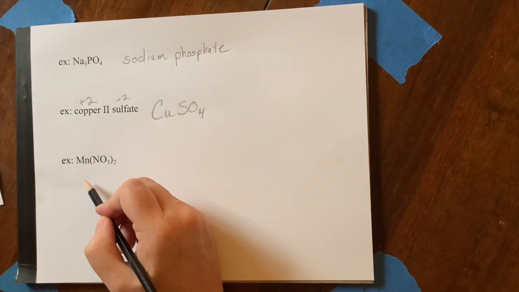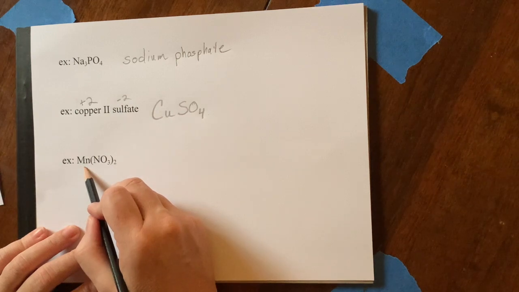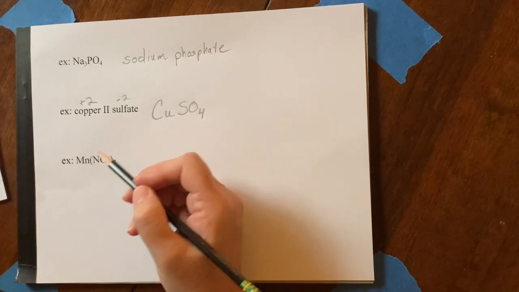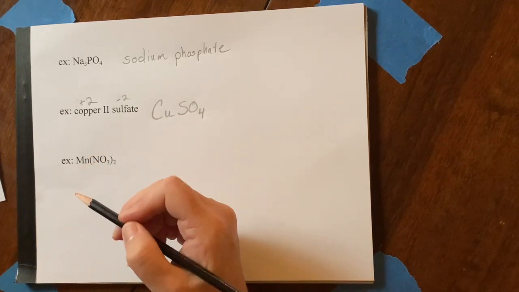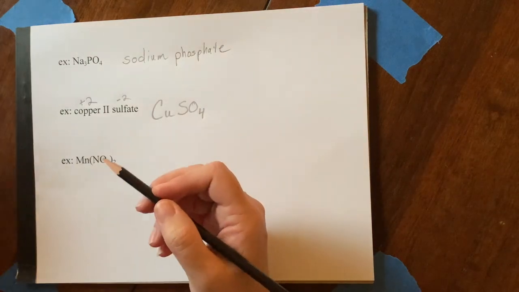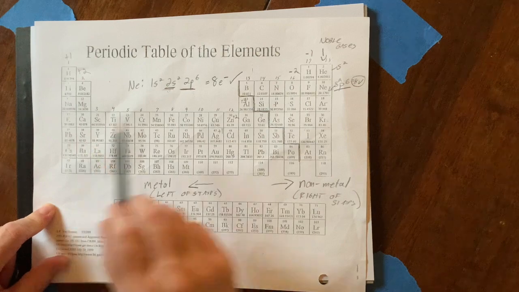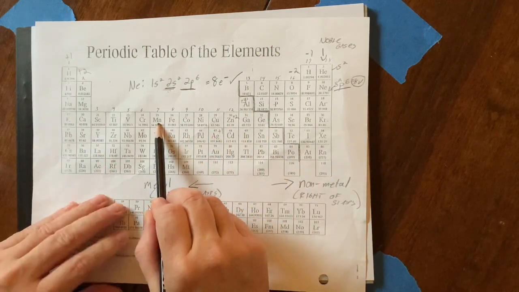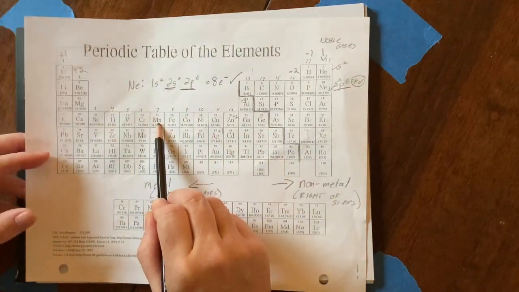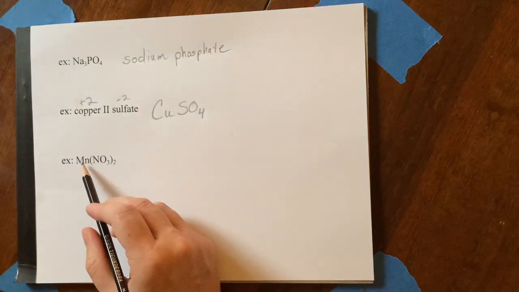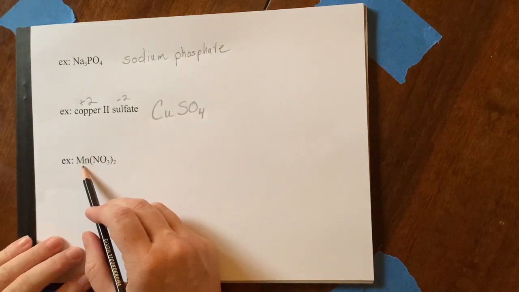All right, here we go. Our last example, this manganese. Again, I'm gonna go through the whole routine. Manganese, is it a metal or a non-metal? Well, it's a metal. It's to the left of the stair step. Is it in group 1, group 2, aluminum, zinc, or silver? No, it's right here. Manganese is there, which means it's a transition metal, which means it's my job to figure out what the charge is.